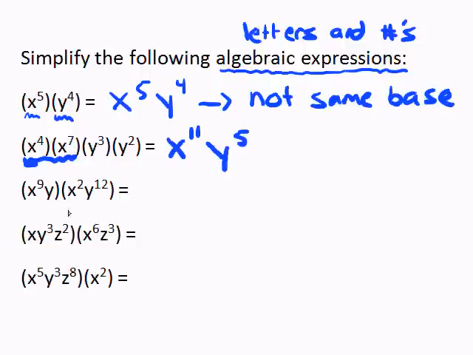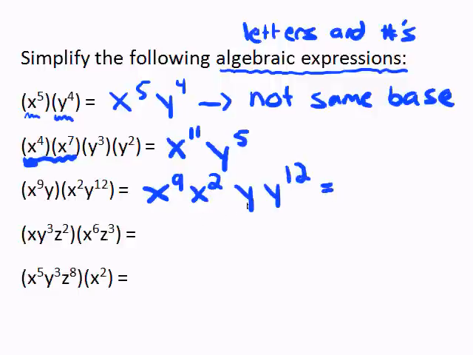Take a look at the next one. x to the ninth times y, x squared times y to the 12th. There's a property in multiplication that means if you have a string of things being multiplied, you can just change the order. It's the same thing as x to the ninth times x squared times y times y to the 12th.